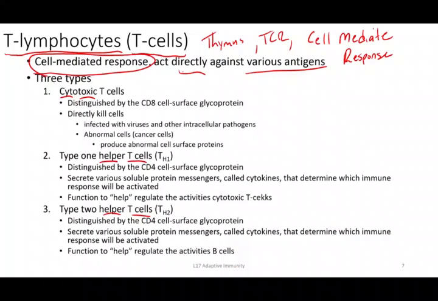These T cells that are known as cytotoxic, if you think of that name, cyto means cell and toxic means to kill. It is these T cells that have the capacity to directly attack and kill microorganisms, and this is what's driving the cell-mediated response that we were talking about.